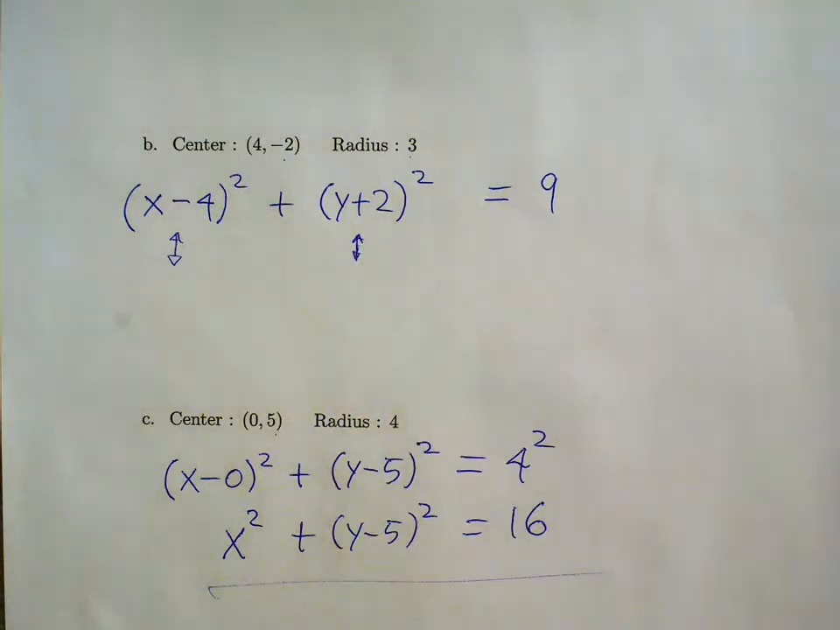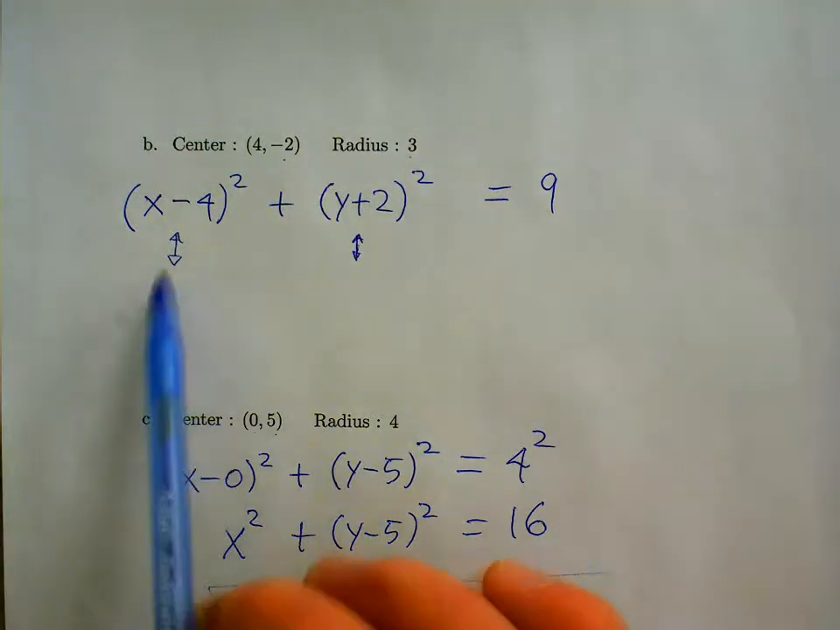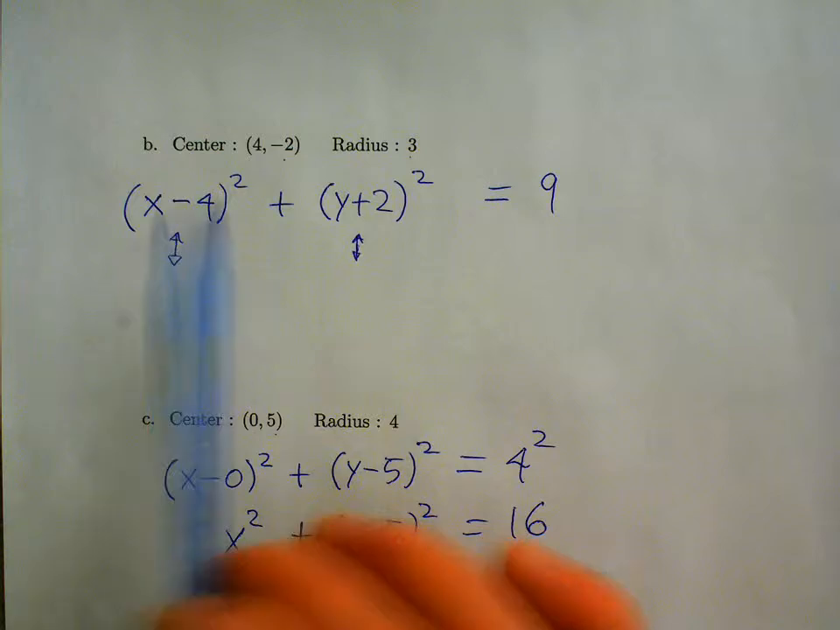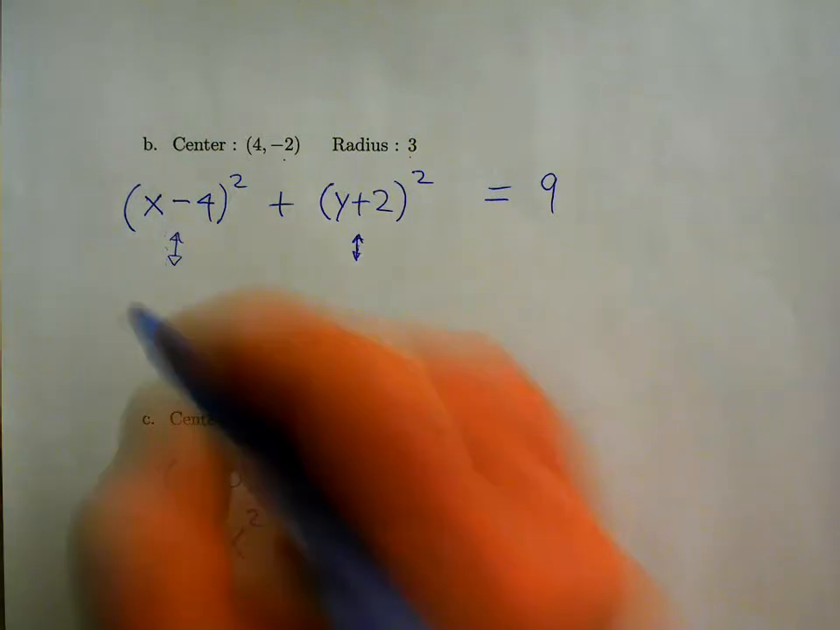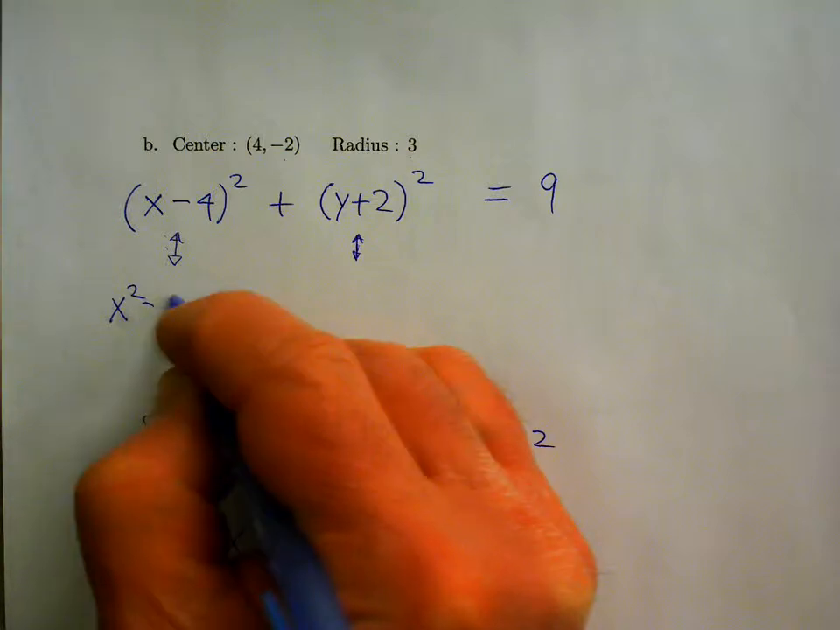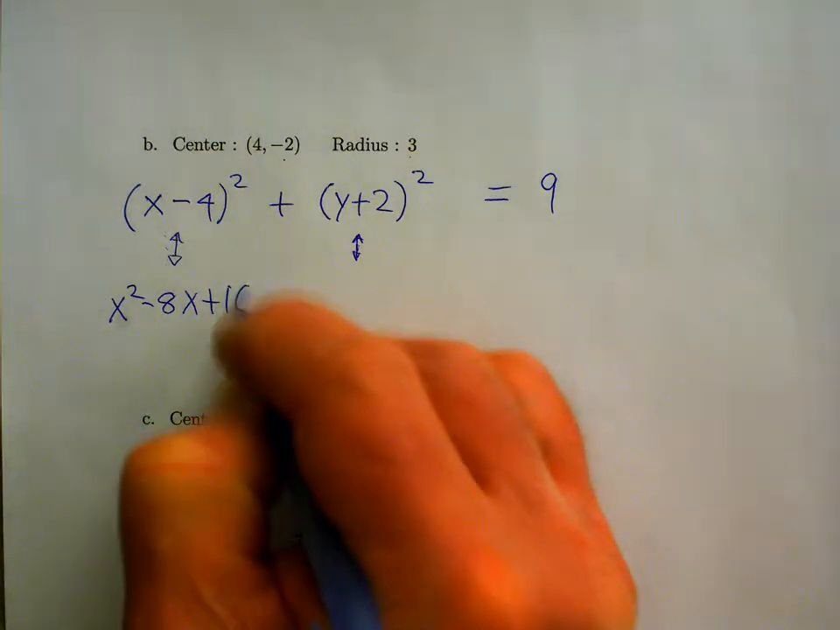The result of squaring a binomial is a perfect square trinomial. Exactly. So I'll just square this binomial. X minus 4 squared is x squared minus 8x plus 16.